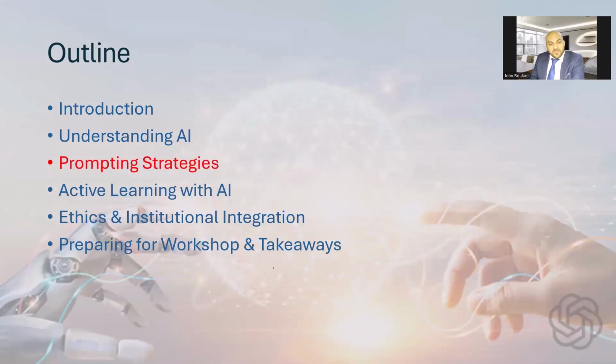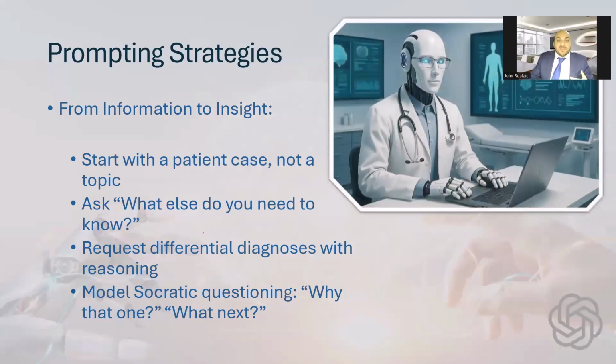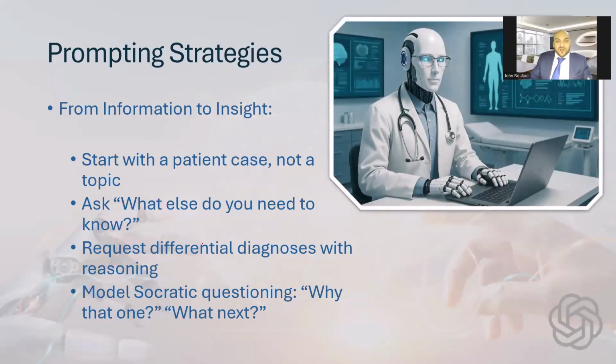Moving on now to prompting strategies. So you've heard me talk a little bit about different prompts, things we can give the AI to prompt it or start it to give us more insightful answers. We can start with a patient case, not the topic. For example, if we're talking about the GI system, instead of talking about the lining of the GI system, we can mention a 26-year-old male who consistently drinks, who has upper abdominal pain, right?